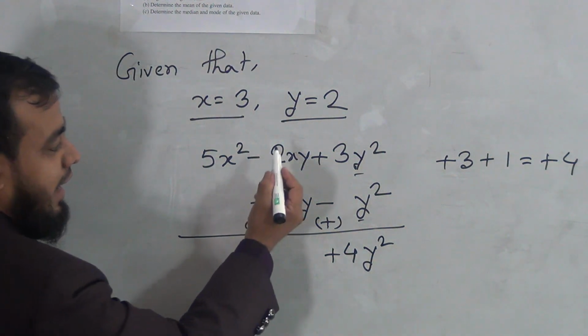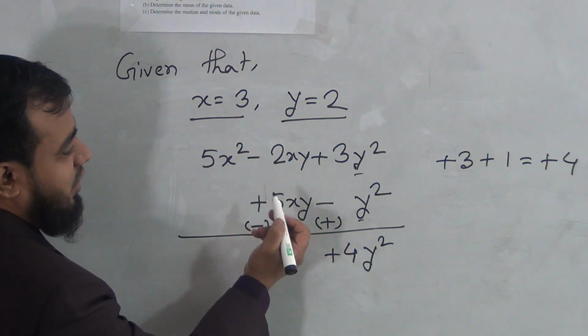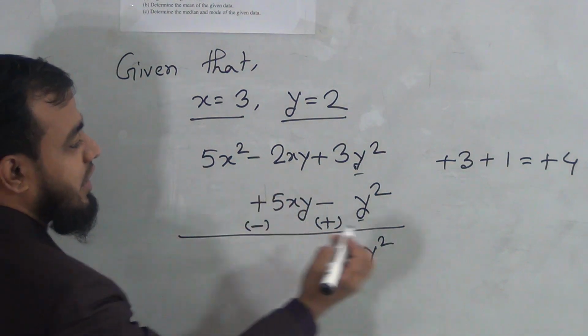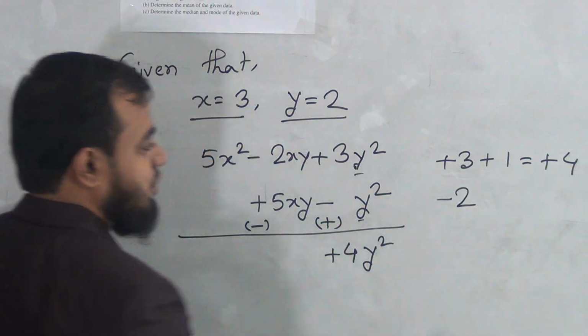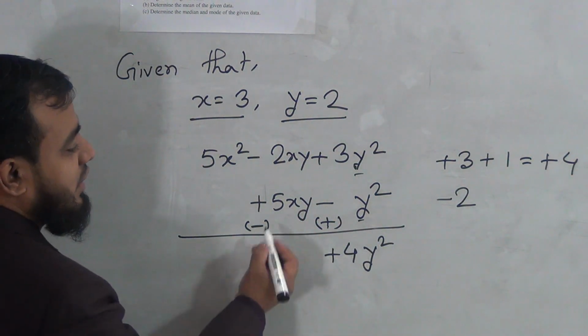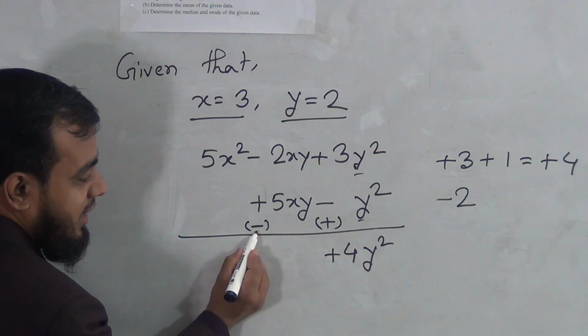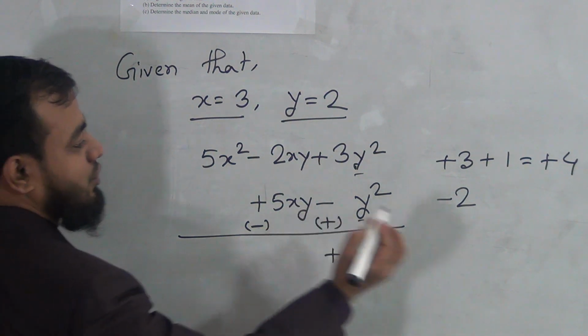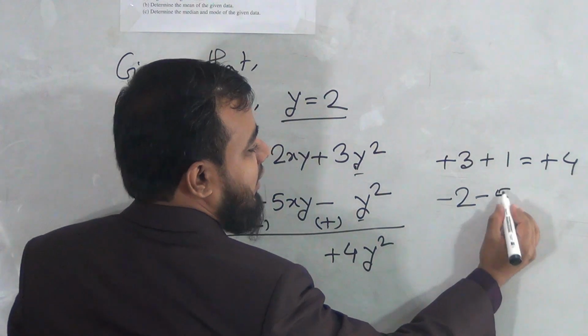Now we should add the xy terms. Okay, the xy terms: the first xy has minus 2 as the coefficient of xy, so our first numeral will be minus 2, and the second xy has minus 5 as the coefficient of xy, so our second numeral will be minus 5.